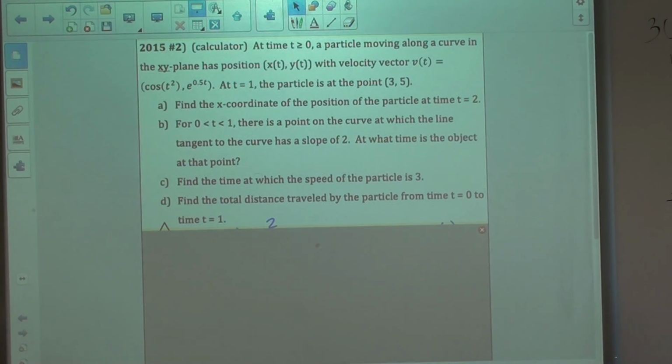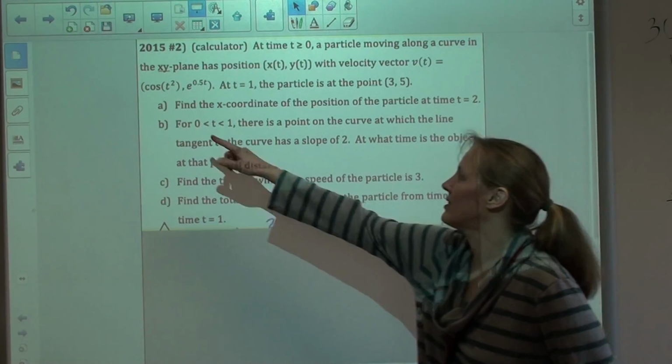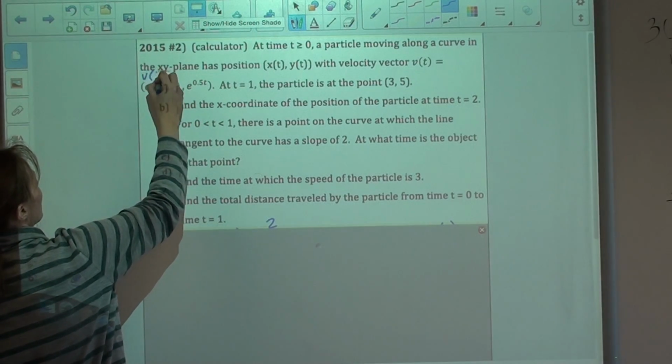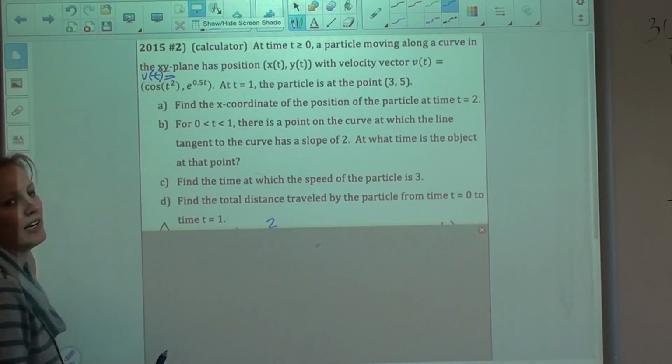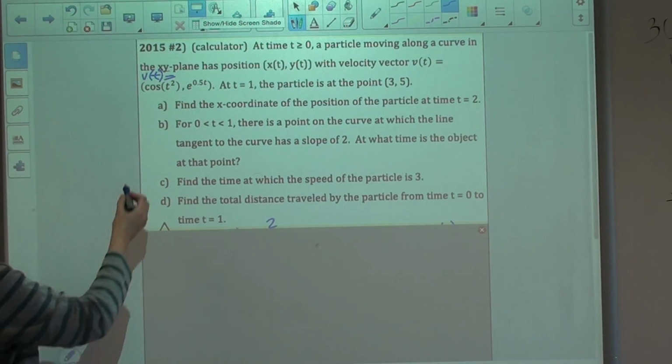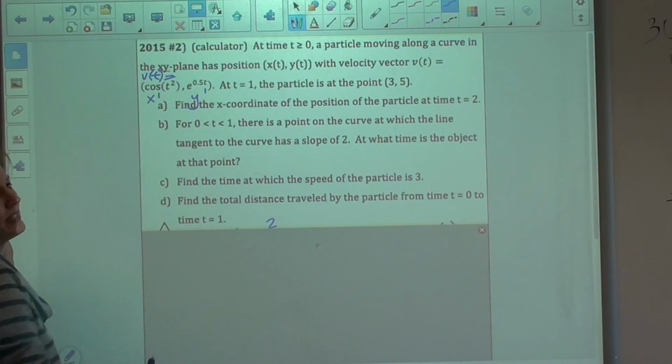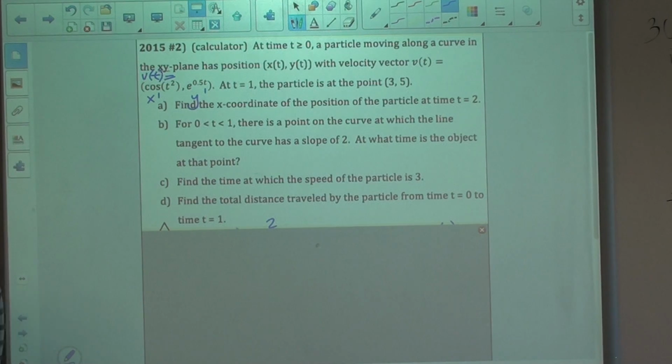Alright. Okay, so here we go. Let's read through this. At time t greater than 0, a particle is moving along a curve, right? Before it was always a line, now it's a curve. So a particle is moving along a curve in the xy plane that has position x of t, y of t, with velocity vector v of t equals this. Someday when I retype this problem, I'm going to put the v of t and make sure it's over here. So this is v of t. V of t, in case you have forgotten, is x prime y prime, or dx dt, dy dt, right? Okay, all right, good.